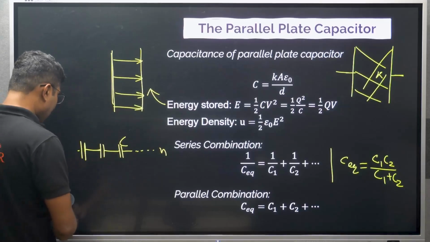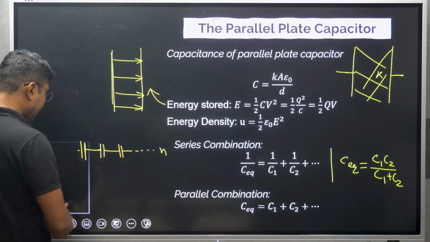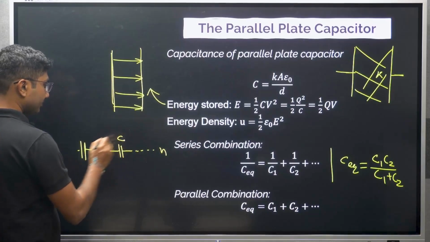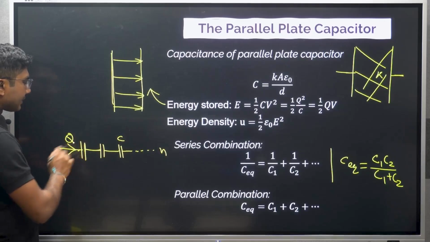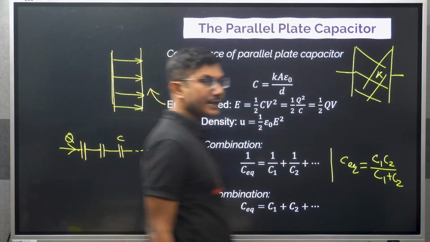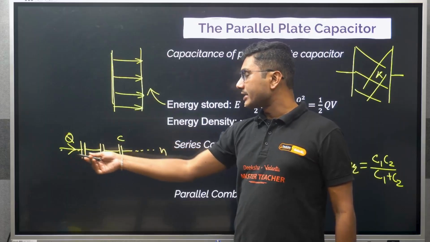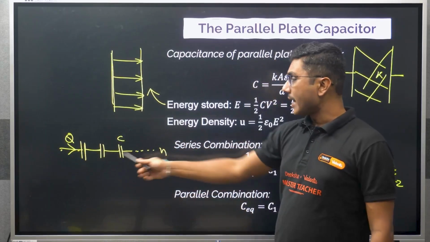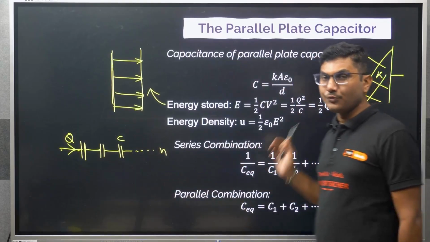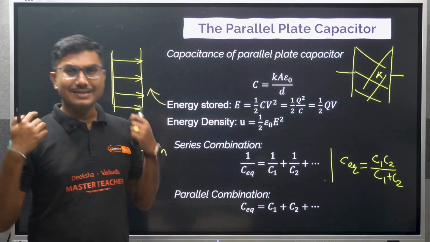Now in parallel combination, capacitance generally gets added. One more thing: in series combination, the charge passing through each capacitor remains the same because it has no other path to flow. So whatever charge is passing through the first capacitor, the same charge will pass through the second, third, and fourth capacitor, and so forth. So charge passing through each capacitor remains the same.